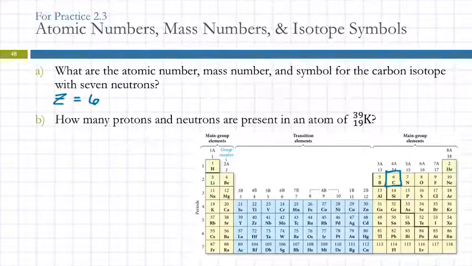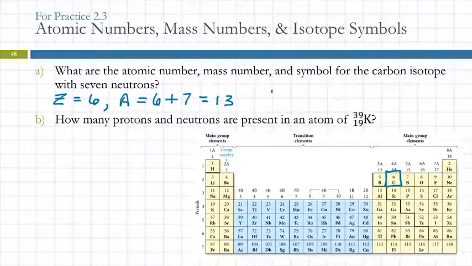And then it's asking for the mass number. The mass number is protons plus neutrons. So the mass number A equals the number of protons plus, how many neutrons does this one have? 7. And we know that because they told us. So the mass number is 13. And the symbol. So they're not asking for all 3, but let's just do all 3 to practice.